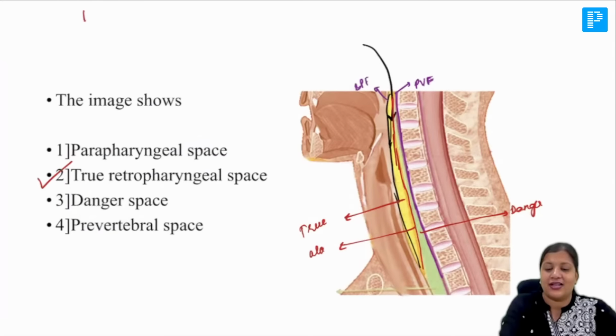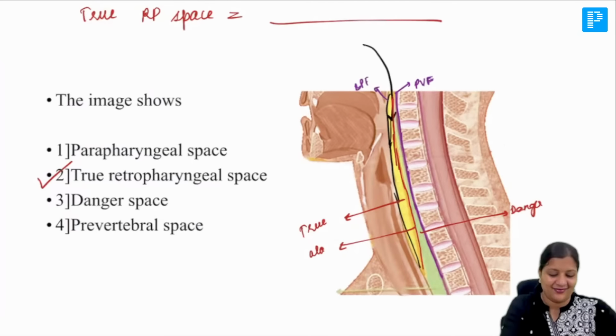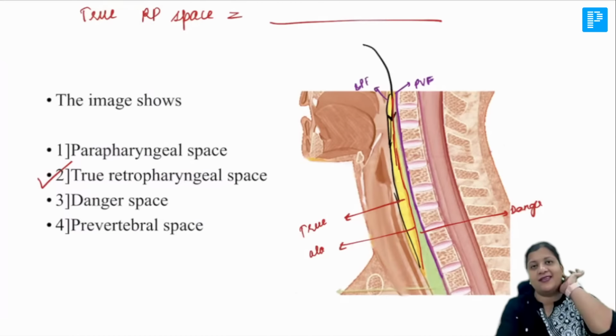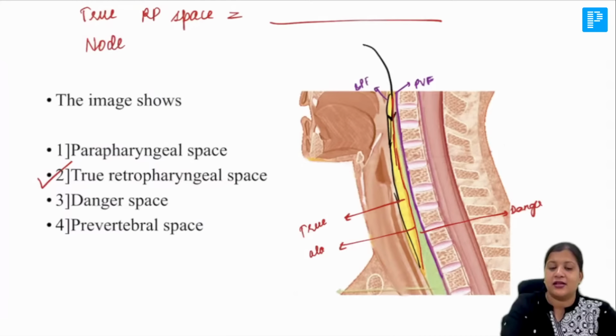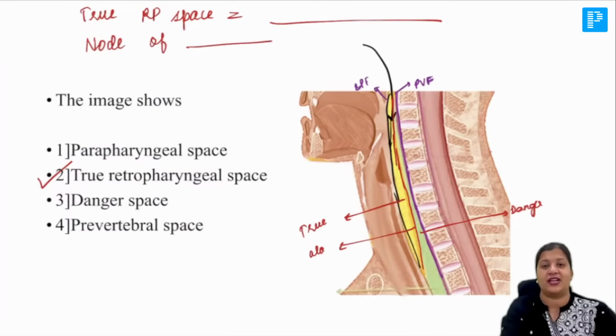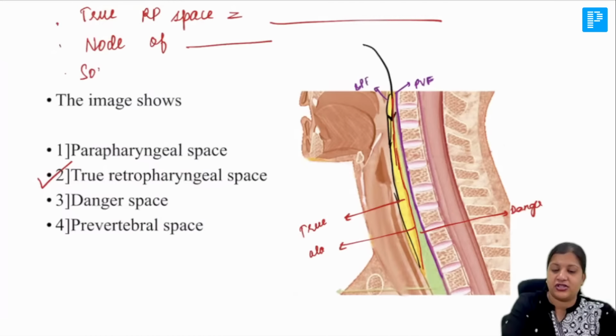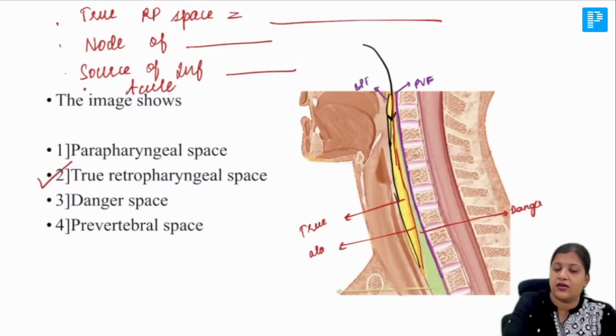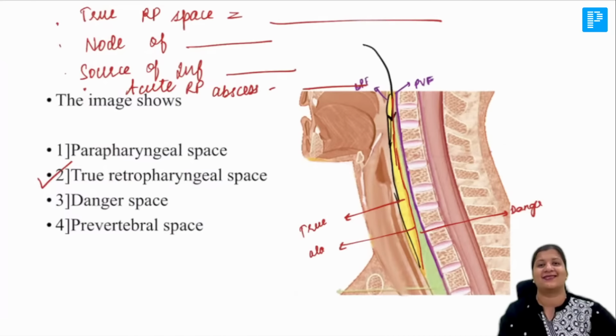Now, can you all tell me the other name for the true retropharyngeal space? Posterior space is danger space. What is the other name for true retropharyngeal space? It contains a node which is called node of dash. Source of infection in this space is dash, and such an infection will cause acute retropharyngeal abscess, which is common in adults or children. So give me answers for all of this.